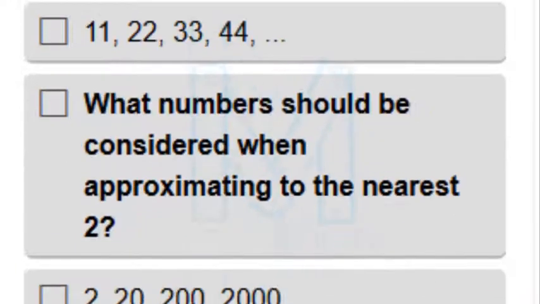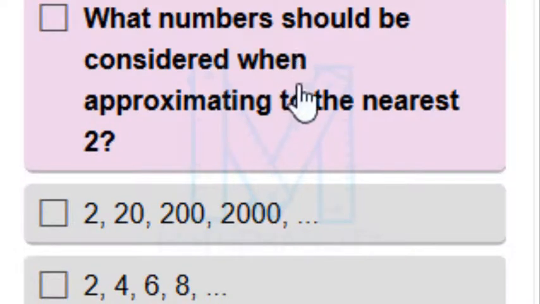And lastly, what numbers should be considered when approximating to the nearest 2? Of course, multiples of 2 are 2, 4, 6, 8. So this is the right answer.